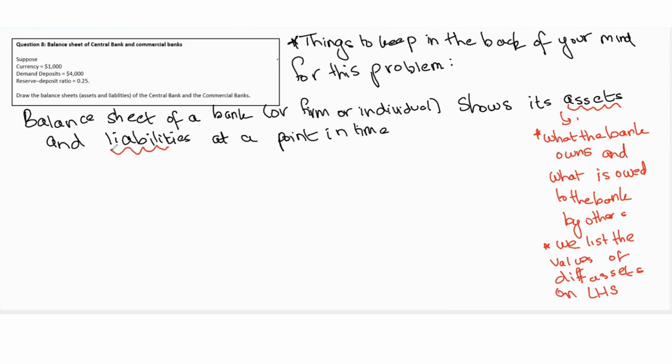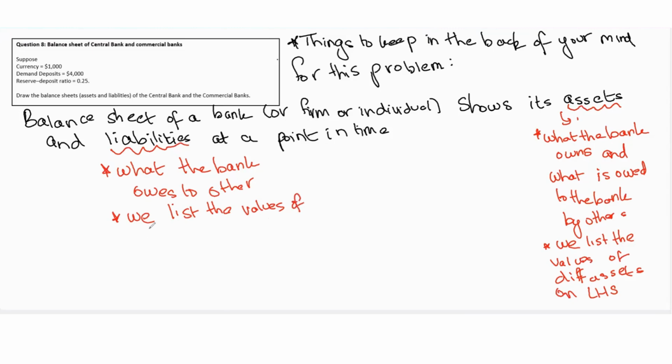But what are liabilities? Liabilities are what the bank owes to others, right? The debts or obligations. What the bank owes to others. And we list the values of different liabilities on the right hand side when we make the balance sheet.